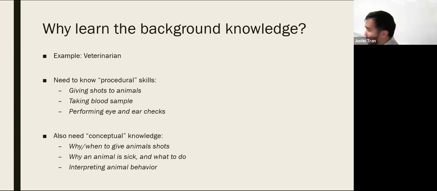First of all, why they're giving you shots. They're not just injecting things into your cat for no reason. If your animal is sick, interpreting their behavior, maybe telling you to change their diet. All of this is background information that we implicitly expect the vet to know. And for something like FEA, it's the same thing. Just like how we expect vets to have this knowledge, the expectation is for all of you to have this knowledge too, if you're going to be using FEA in your professional life.